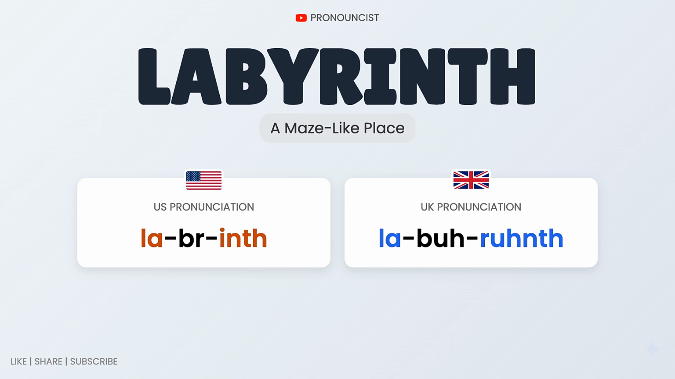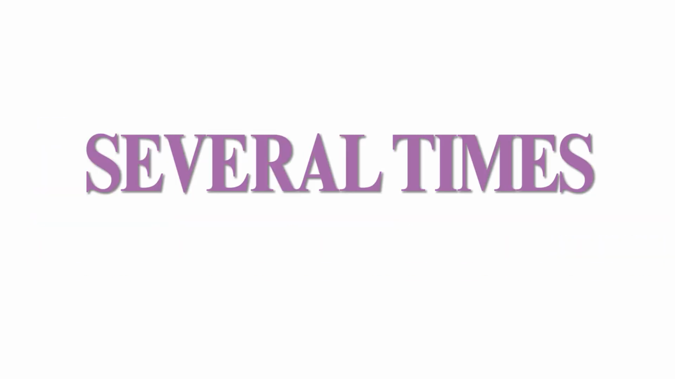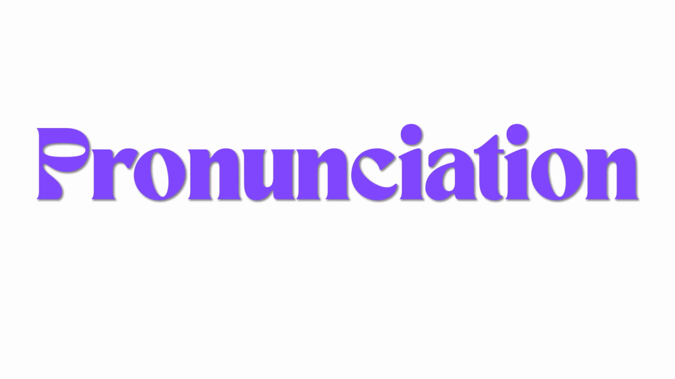Practice repeatedly and you'll soon be able to say this word perfectly. The best way to practice is to repeat the syllable multiple times. The meaning of the word is a maze-like place. Try repeating this word several times to improve your pronunciation.